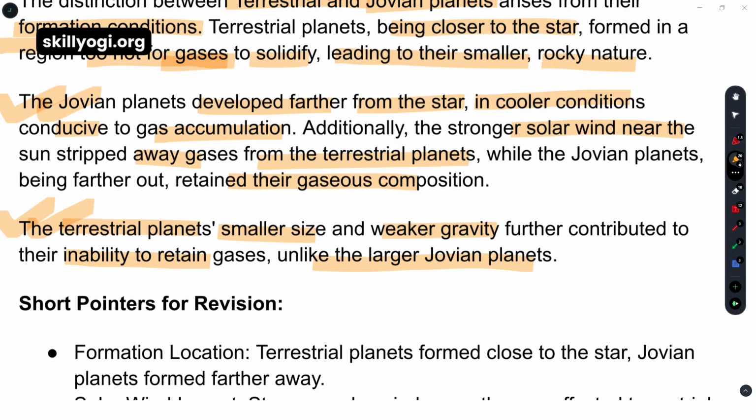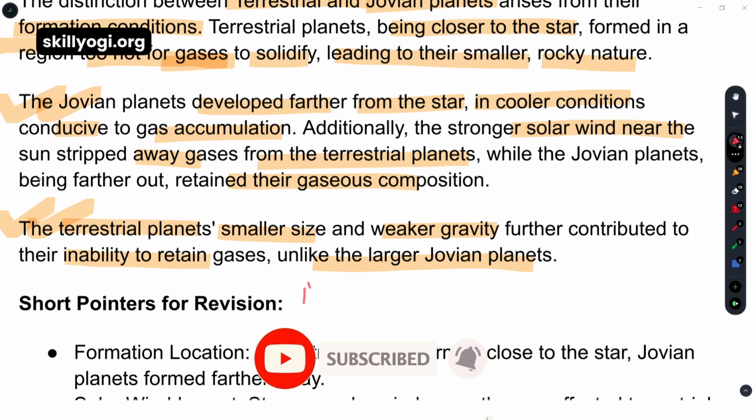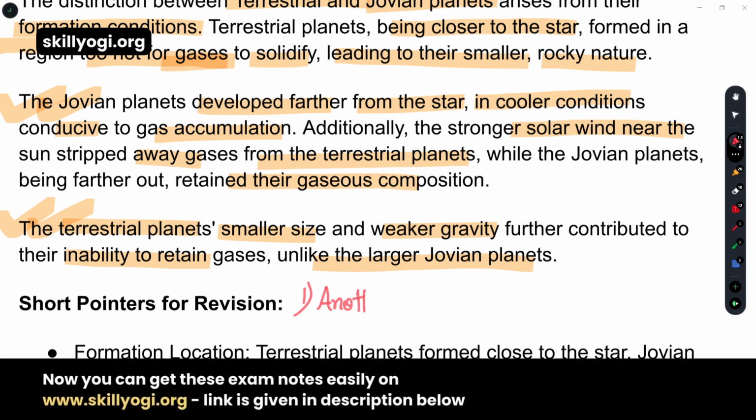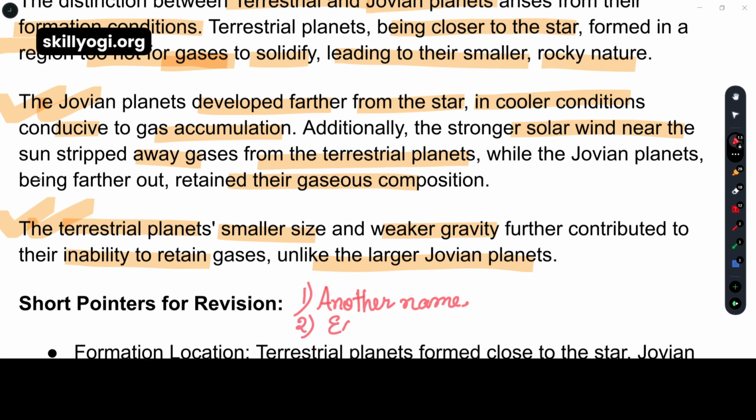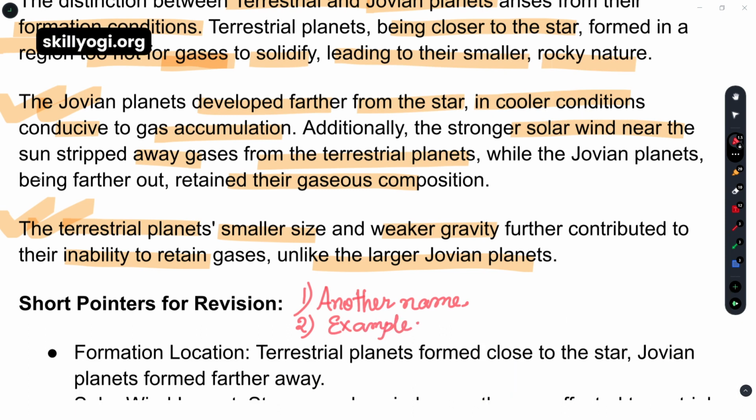So if I write the differences on the basis of names, you can understand it properly. The first basis is another name. The terrestrial planet is called the inner planet and the Jovian planet is called the outer planet. Now come to the examples. Which planets are included in the Jovian and terrestrial planets? Mercury, Venus, Earth, Mars are inner planets; Jupiter, Saturn, Uranus, Neptune are Jovian planets.